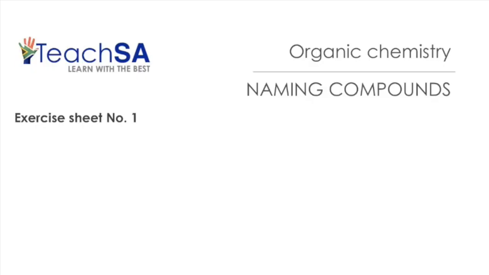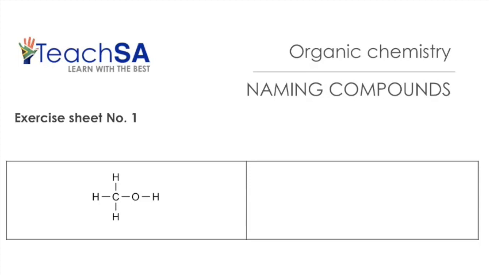This video will go through the answers to exercise sheet number 1 on naming organic compounds. Here's our first one. We start by identifying the homologous series, and the OH hydroxyl group tells us it's an alcohol. It's only got a single carbon, so its prefix will be meth, and the suffix for the alcohols is -anol. So methanol is the name of that compound.